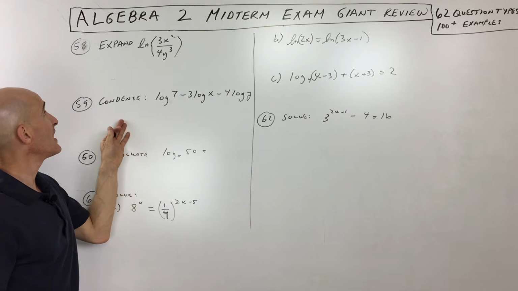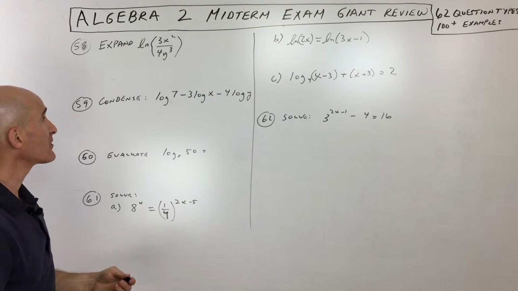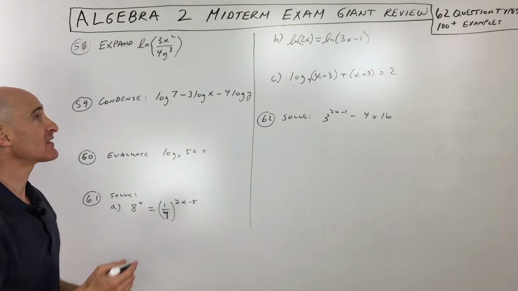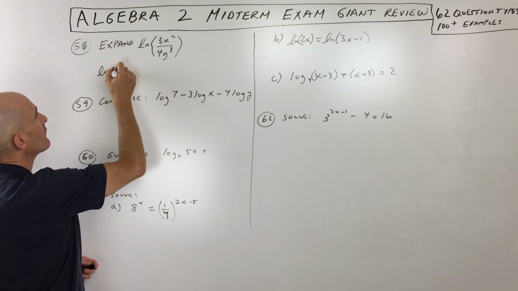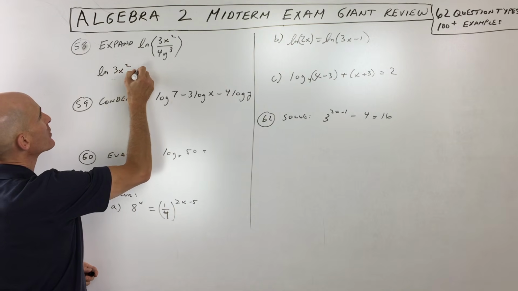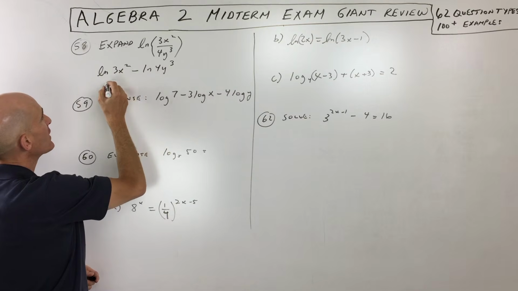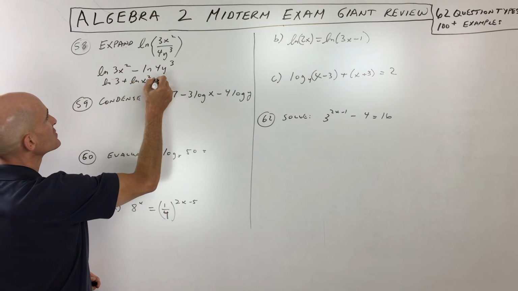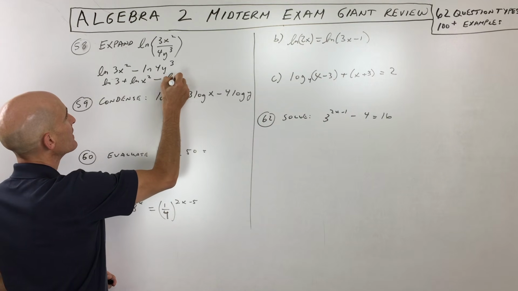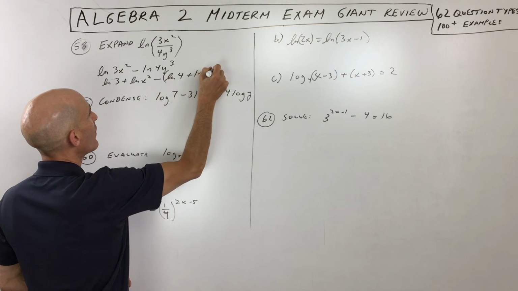Okay, question number 58 says expand. Now I have a whole video talking about everything you need to know about logs, so you might want to check that video out. But basically what we have here is natural log of 3x squared minus natural log of 4y cubed. Now when you're multiplying, you add. So I could write this as natural log of 3 plus natural log of x squared minus natural log of 4 plus natural log of y cubed.